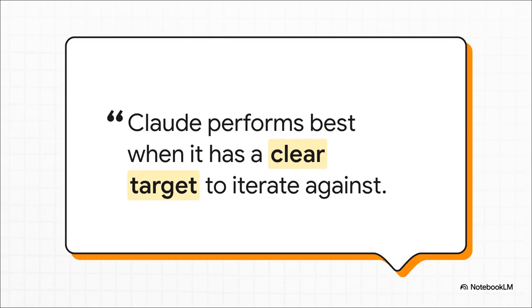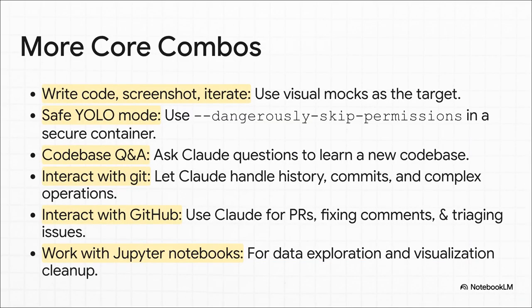And this brings us to a massively important point. This is the secret sauce, right here. Claude performs best when it has a clear target to iterate against. It doesn't matter if that's a test case, a visual mockup, whatever. Give it a clear goal, and you will get amazing results. And the combos just keep on rolling. C, you can write code, take a screenshot of the result, and iterate against that visual mock.